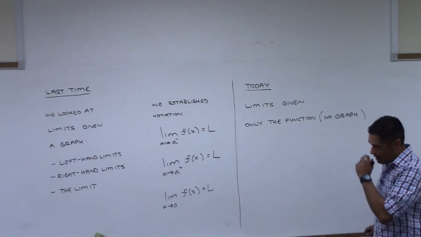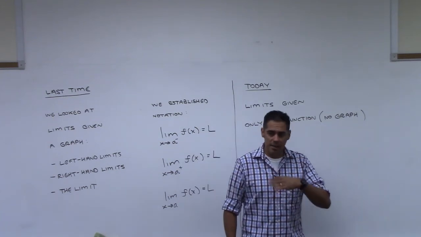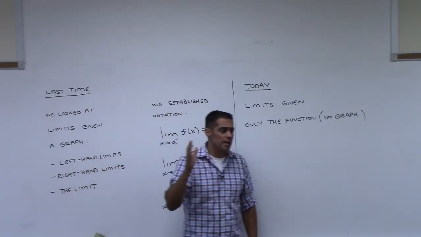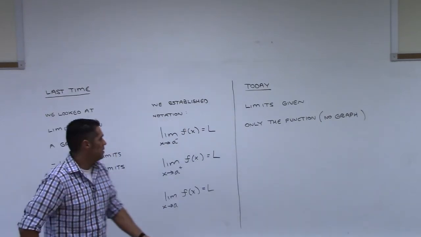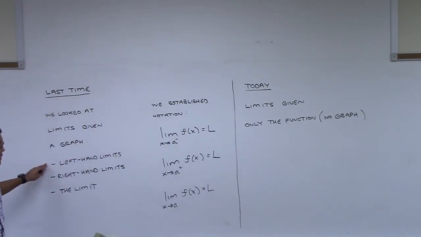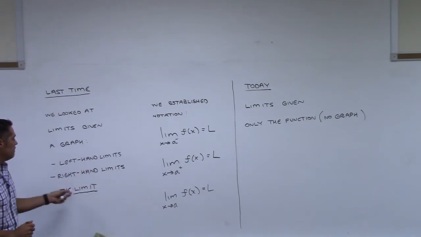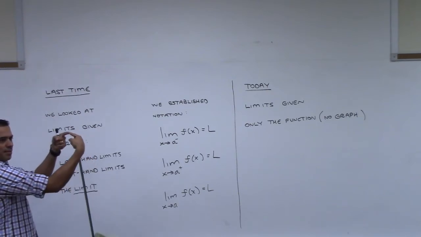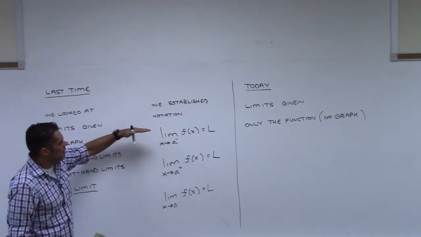So last class, what we were doing is looking at the limits, right? And at the end of class, basically what I was giving you was a graph of a function and asking you to identify the limit from the left, the limit from the right, right? Okay, and we looked at the left-hand limit, the right-hand limit, and then we said, this is important, that to say that the limit exists on a function, the left and right-hand limits had to be the same. So they had to be coming in from both sides to the same point in order to say that the limit exists. So these were the notations we established.